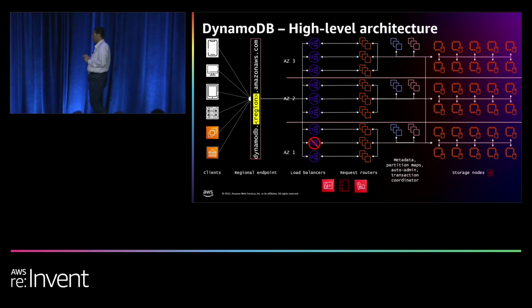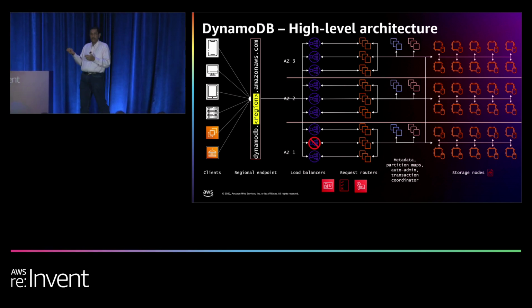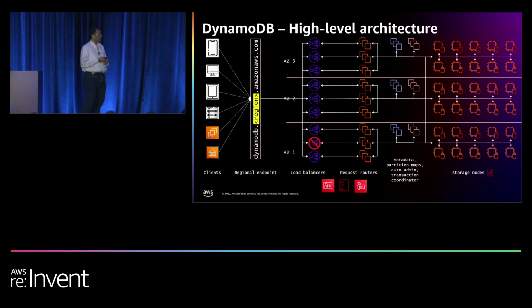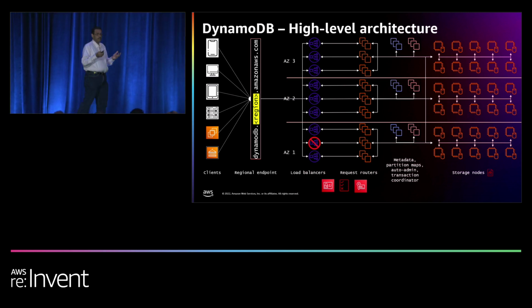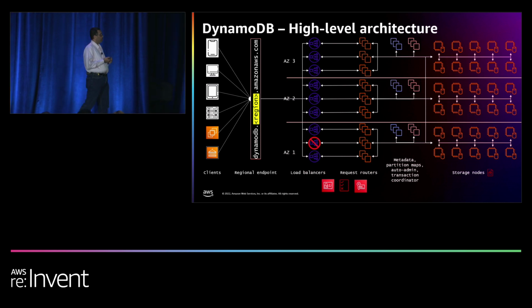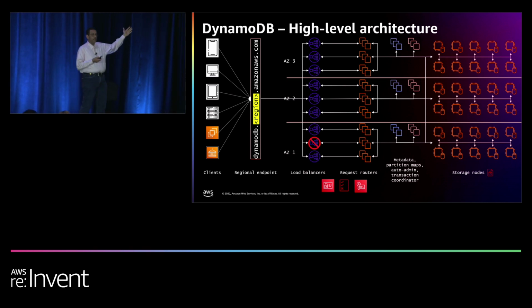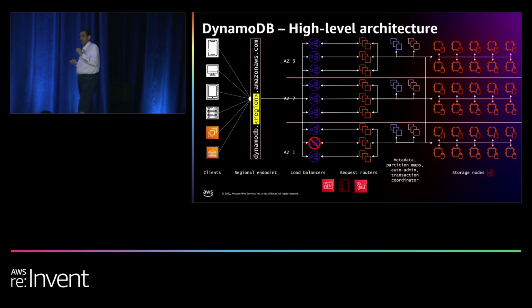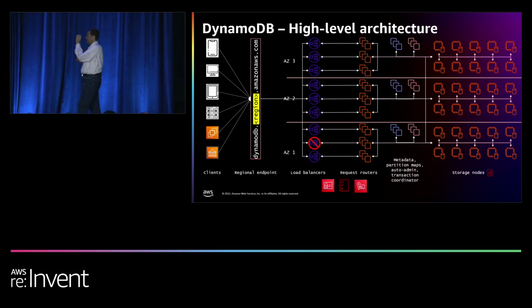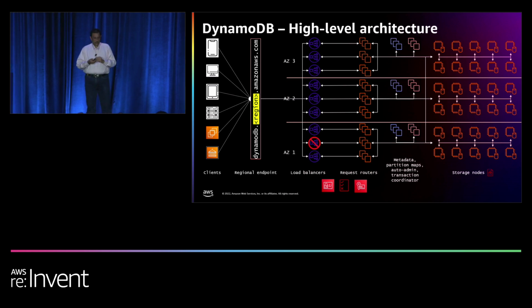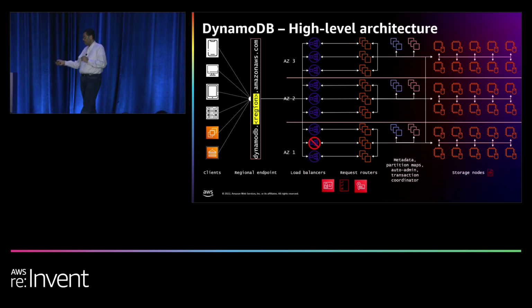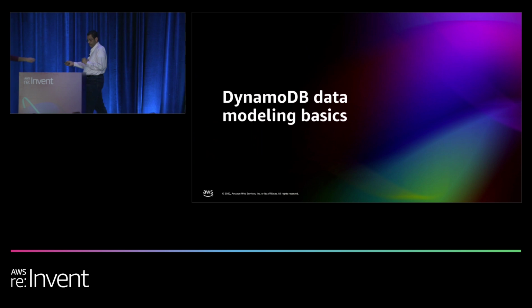So customers like Snap or Dropbox or, let's see, Amazon themselves engineer applications knowing how this works. It's important for you to model your data in a way that exploits this architecture. So with that, let me hand it over to Alex.